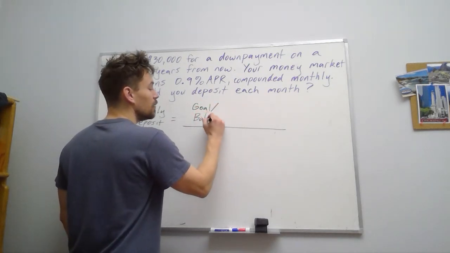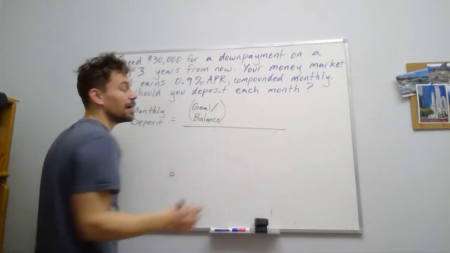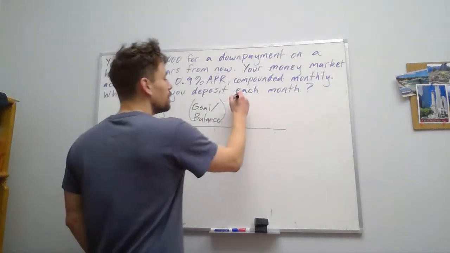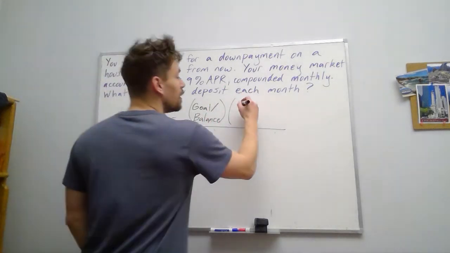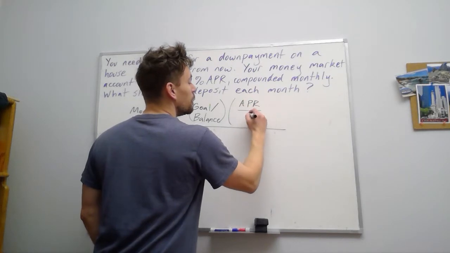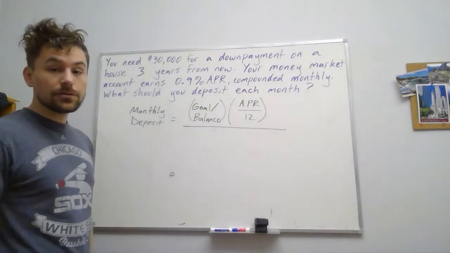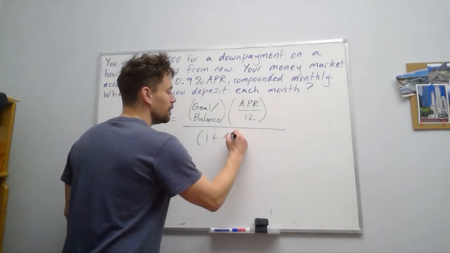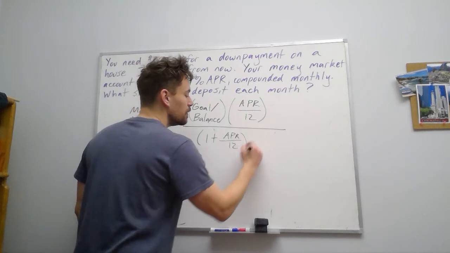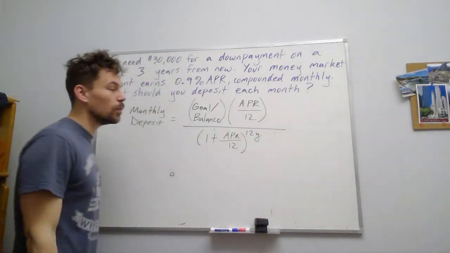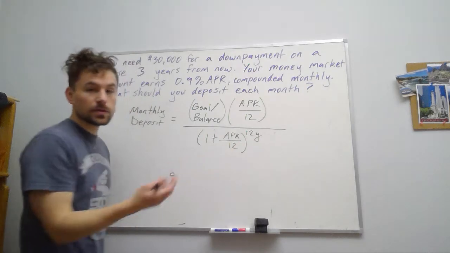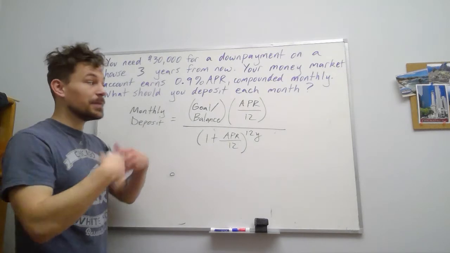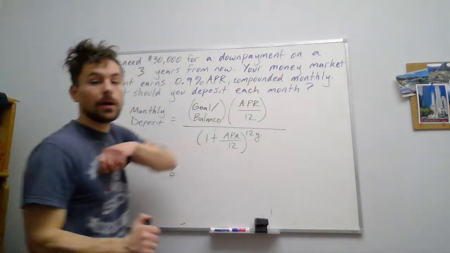So I'm just going to say goal / balance, and we mean by that future balance. What do we want to have? That'll be our 30,000. Then we need our APR over 12. So this is our period interest rate, our monthly interest rate. And then in the bottom, we've got 1 plus APR over 12 to the 12y. So y is used to denote number of years. 12 times y turns it into a number of months, right? Basically total compounds, since we're compounding monthly.